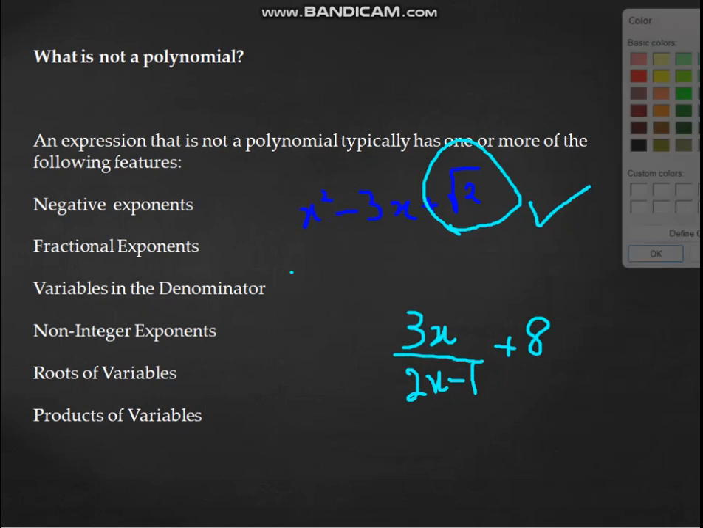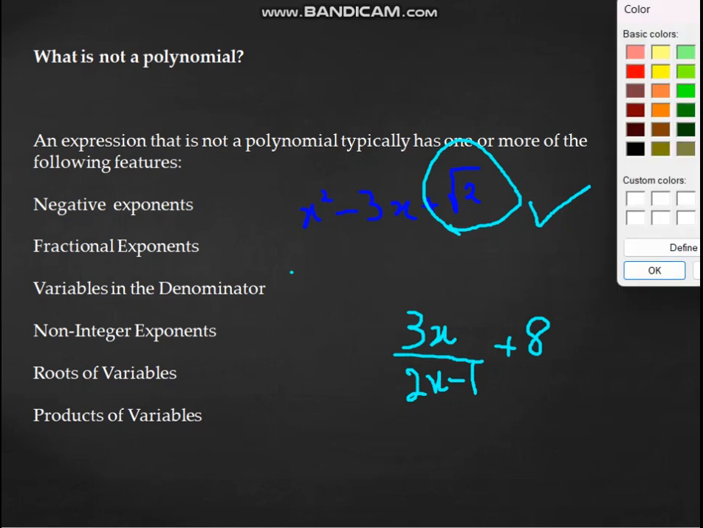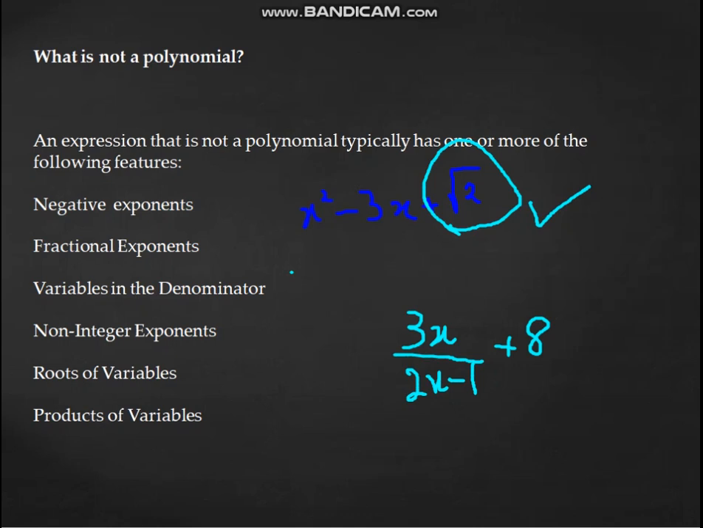Meanwhile, if you look at the other expression that I've written in here, 3x upon 2x minus 1, there is a variable in the denominator, 2x minus 1, where x is a variable. So because of that, unfortunately, this expression is not a polynomial.